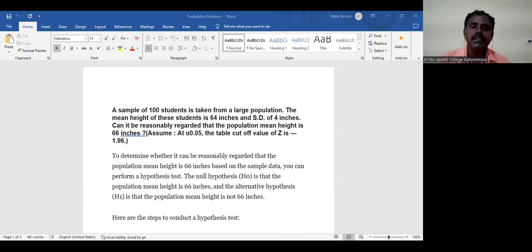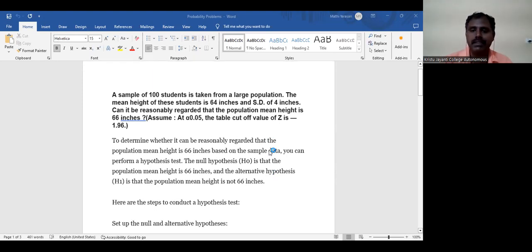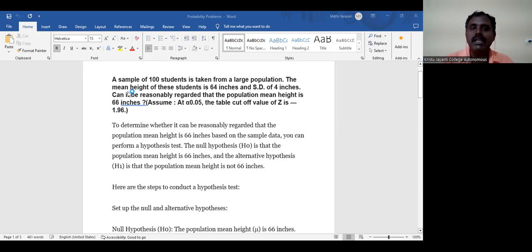Okay, listen. The next one is hypothesis testing, one problem we are going to discuss here. Hypothesis is nothing but the basic assumptions about a particular problem. Because this has happened, you can assume, but it might be the reason or it might not be the reason. There are two types of hypothesis: one is null hypothesis, another one is alternative hypothesis. I will tell you in this problem what is alternative hypothesis and what is null hypothesis. For example, this question they gave: a sample of 100 students is taken from a large population.